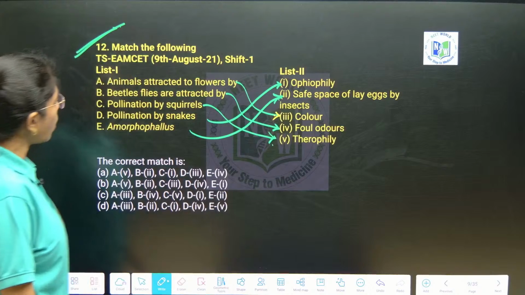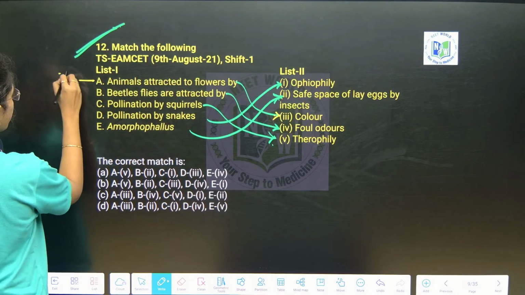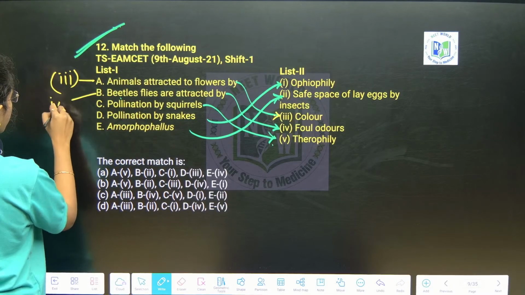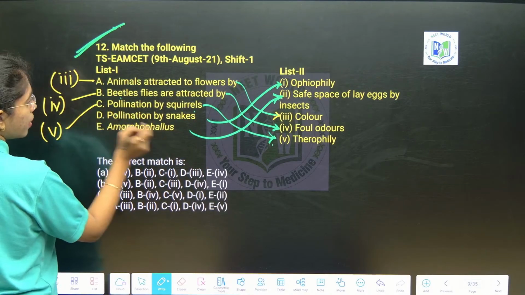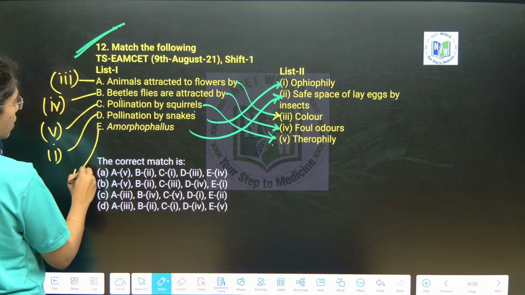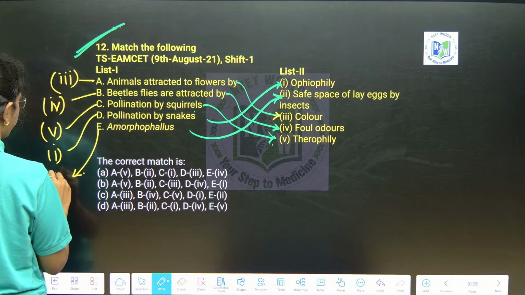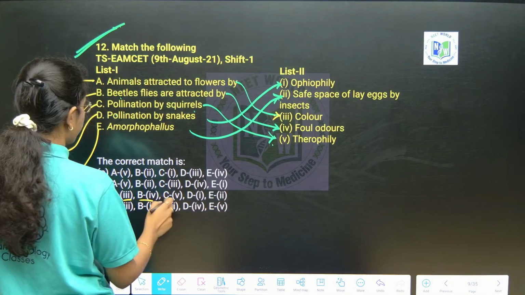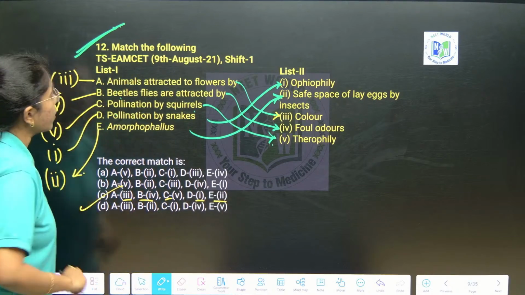Fine, right? So here what is the right answer? A is option 3, B is option 4, C is option 5, D is option 1, E is option 2. So here 3, 4, 5, 1 and 2. Option C is the right answer. Next question.